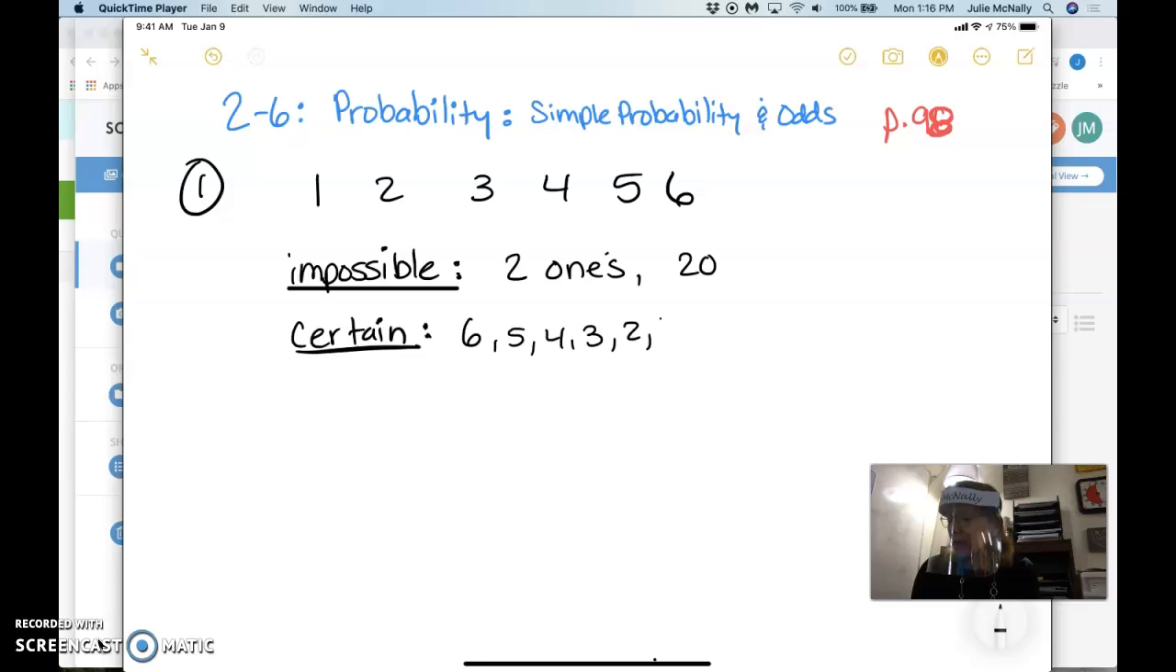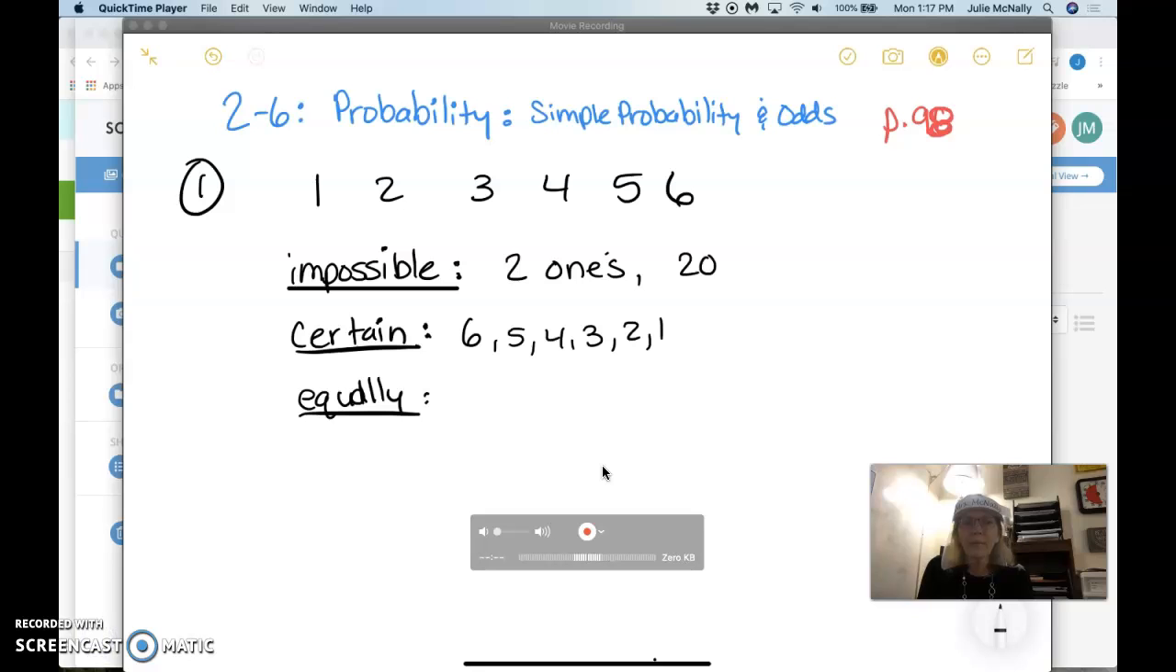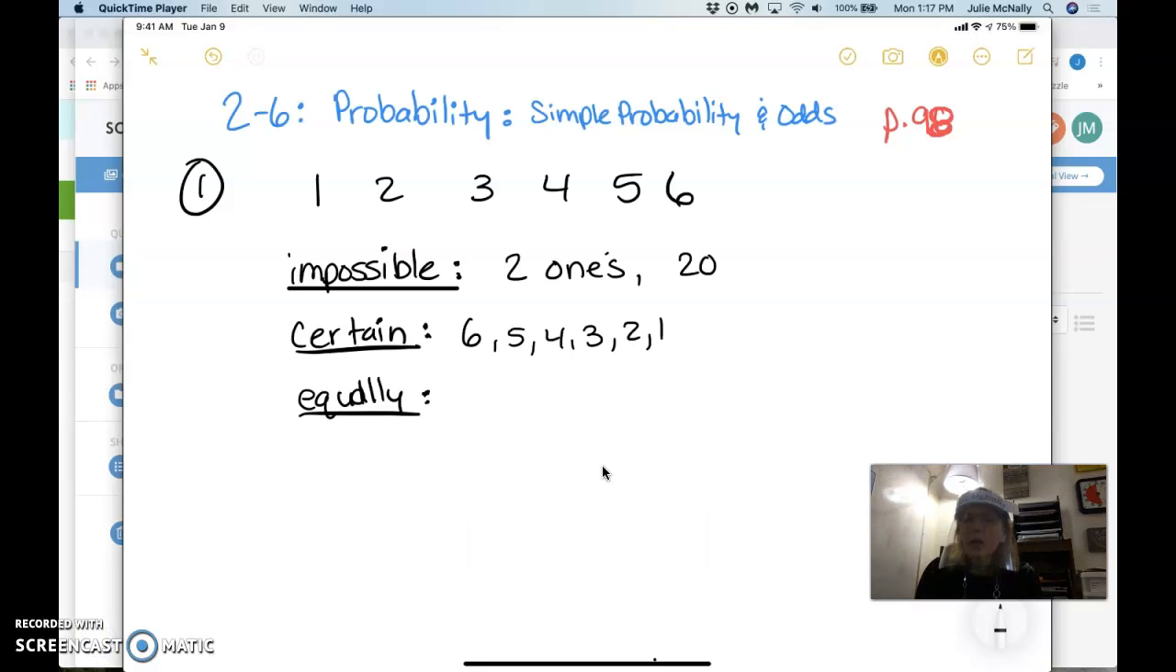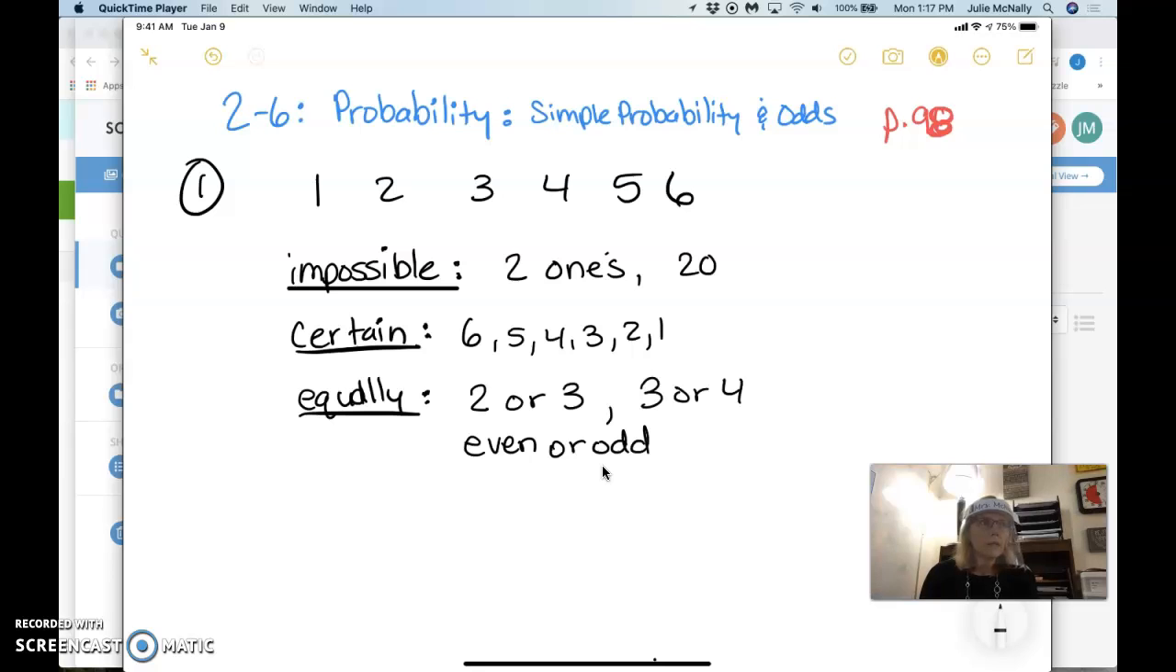And what would you have an equally likely chance of rolling? This one's tricky. You have to think outside the box. Okay, we're back after we thought about it for a minute. We have an equally likely chance of rolling a 2 or a 3, or rolling a 3 or a 4, or what about rolling an even number or an odd number? See how we have an equal chance of rolling that? Okay, so that completes number 1.